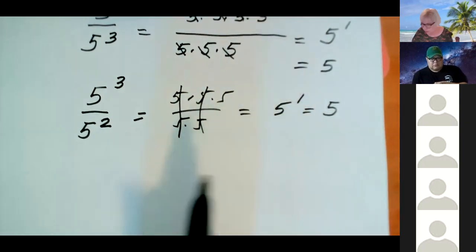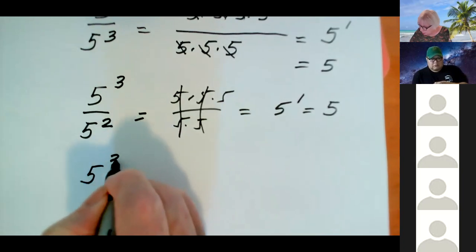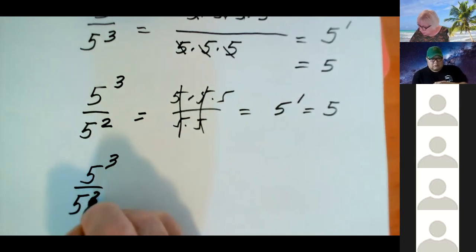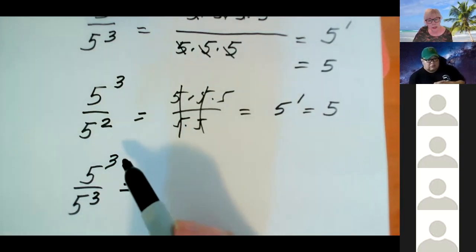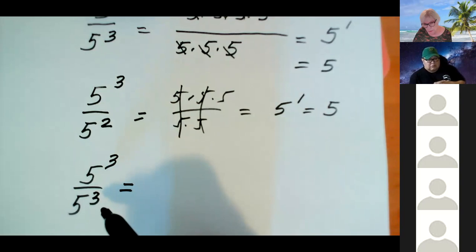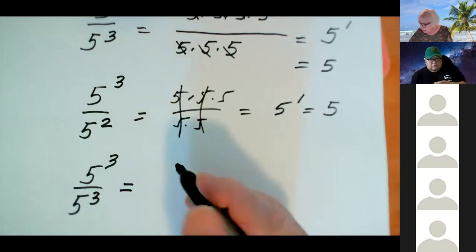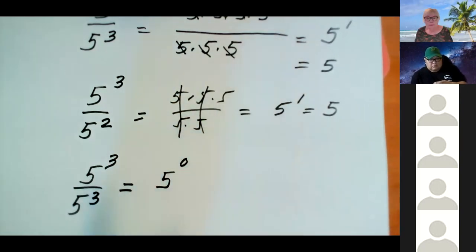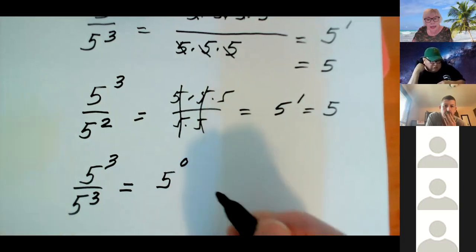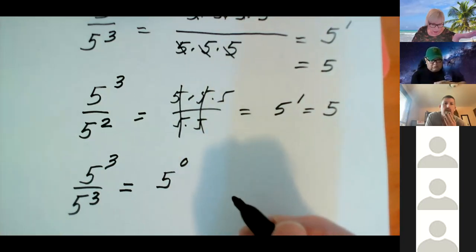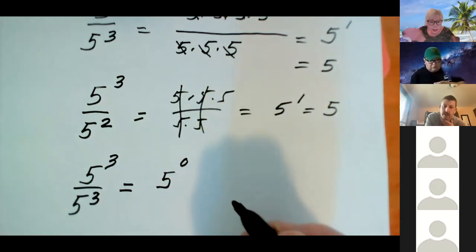Here's where I'm at. If I had 5 to the 3rd and I had 5 to the 3rd in division, and I use the subtract rule, that would be 5 to the 0. Because you're dividing it. Now, 5 to the 0, I need to say, what's the simplest answer to that? Is it 5? What is it?